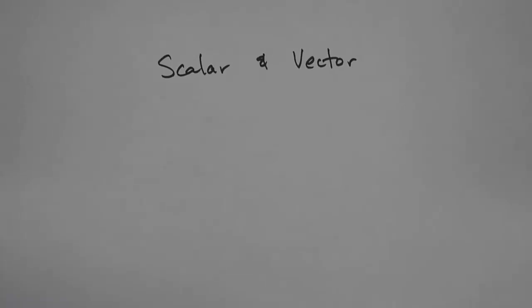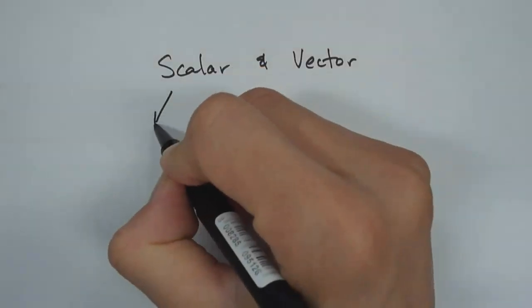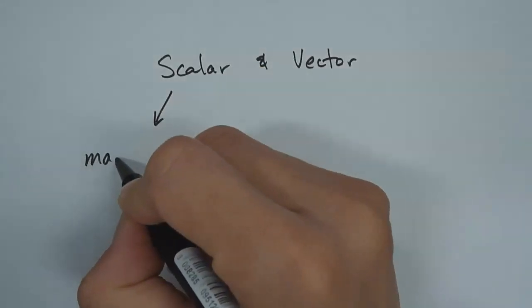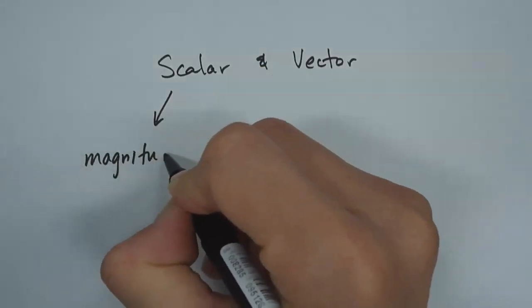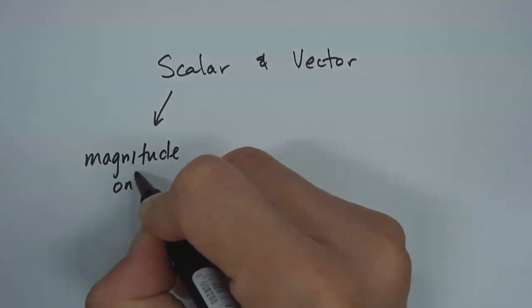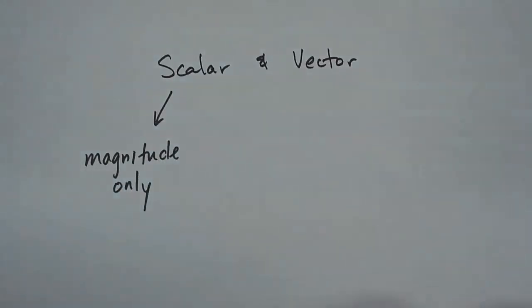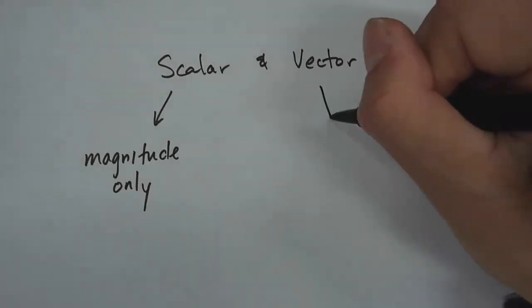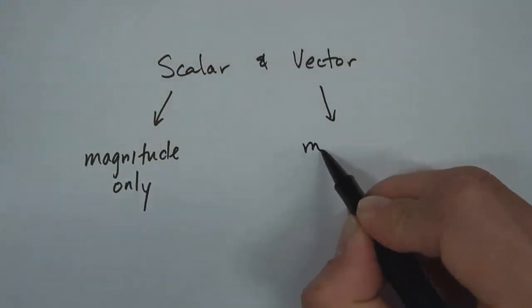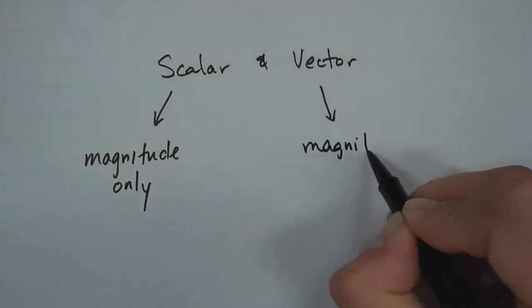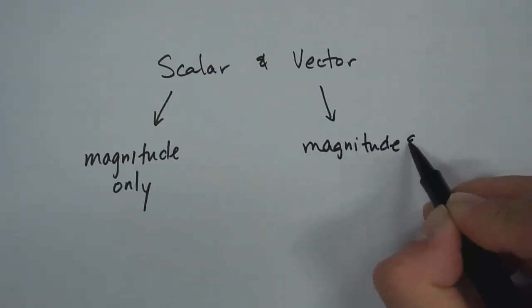In this video, we're going to look at the difference between a scalar and a vector and look at some examples of each of these. So a scalar has only magnitude. So it's magnitude only. So by magnitude, we mean just a number. A vector has a magnitude and direction.